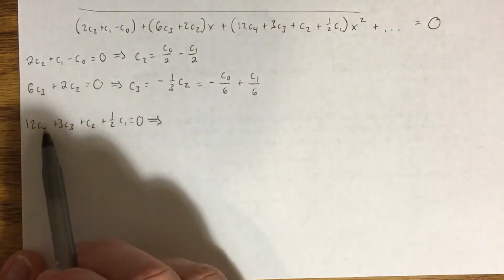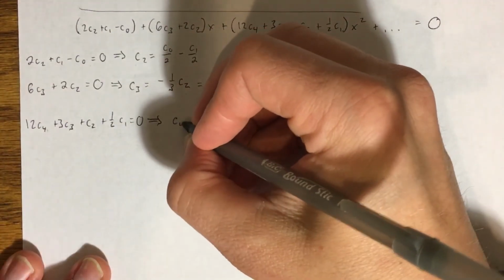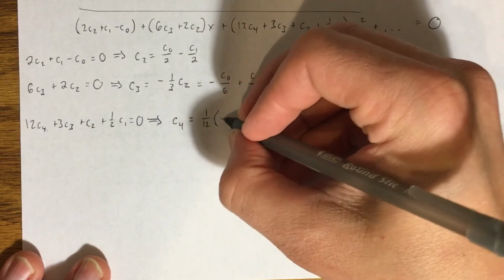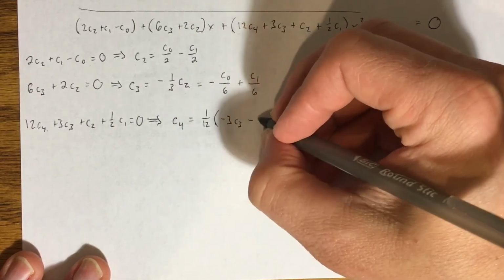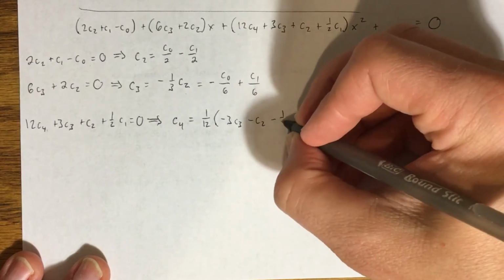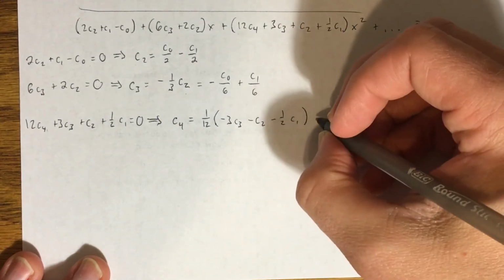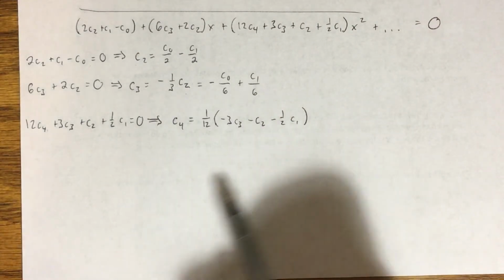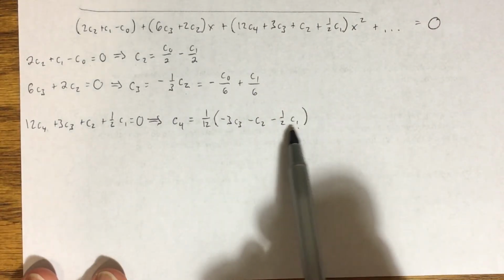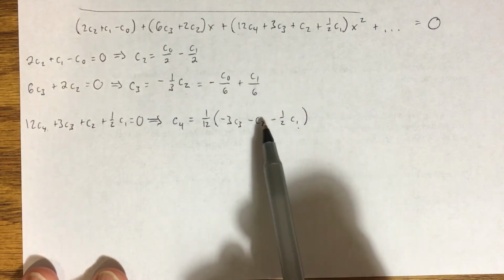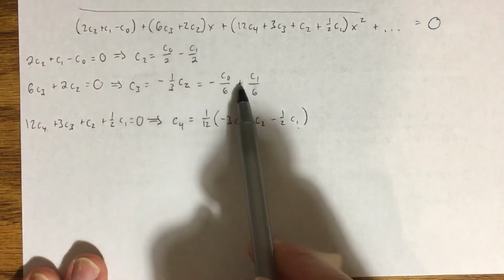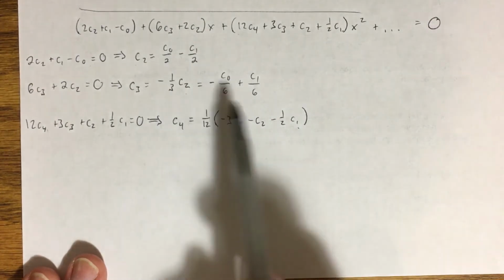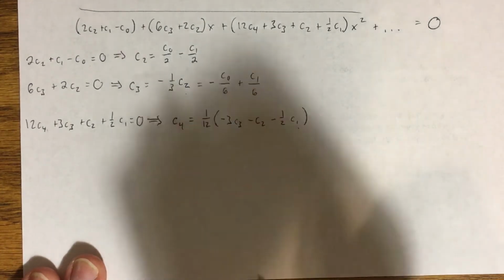Okay, if I were to isolate the C4 here, C4 is going to equal 1/12 times negative 3C3 minus C2 minus 1/2 C1. And we want to put this entirely in terms of C1 and C0. I already have a C1 here, so I don't need to make any substitutions for that. But I have a C2 and a C3, both of which I have found in terms of C0 and C1, so I need to make a substitution for this guy and for this guy.